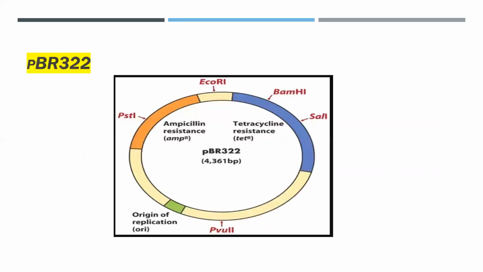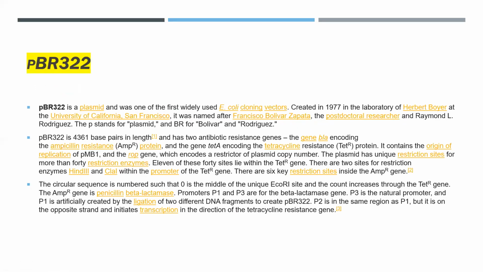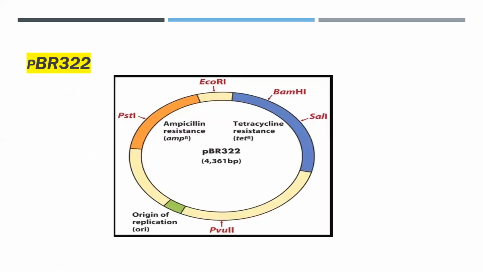Next, the pBR322 plasmid. pBR322 is a plasmid discovered by Bolivar and Rodriguez. pBR322 of E. coli is the most popular and widely used plasmid vector. pBR322 has a DNA sequence of 4361 base pairs.